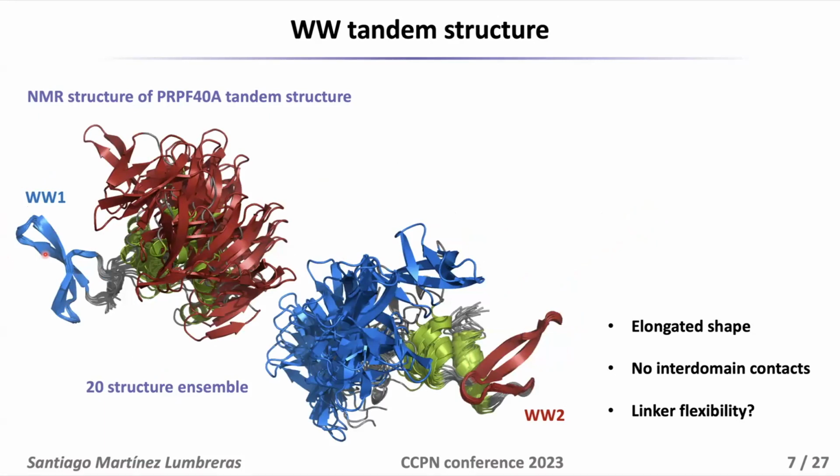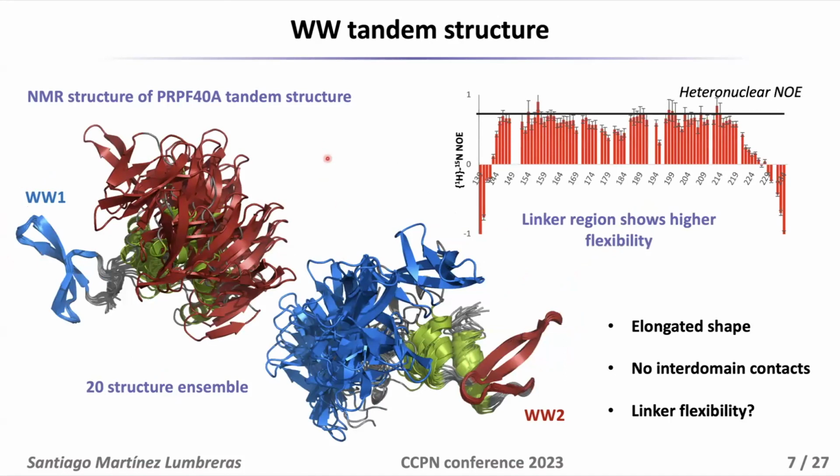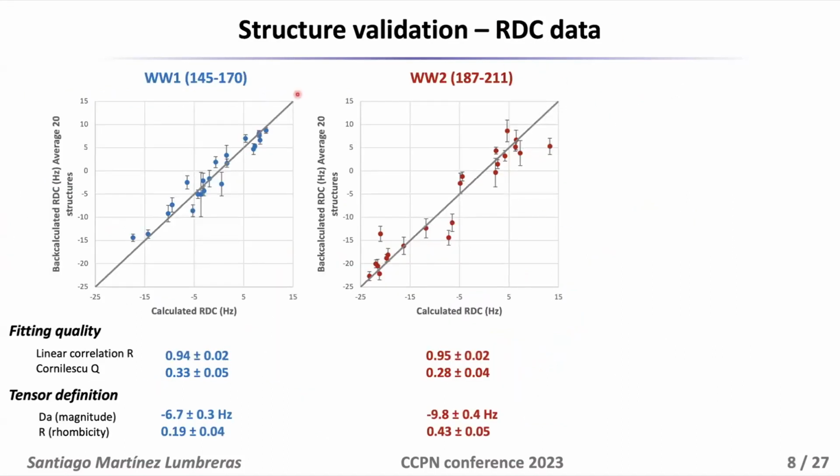We went back to the heteronuclear NOE measurement, and we realized that the linker region has lower NOE values, reflecting that the linker could be more dynamic. We also acquired RDC data, which will give us an idea about the orientation of the different domains. So we measured the tandem in the alignment medium with phages, and we used just the data from the first and the second WW domain, the signals coming from these two domains, and fit them to the structure of those domains. The fitting, as you can see, is really nice, but the tensor definition for each one is quite different.